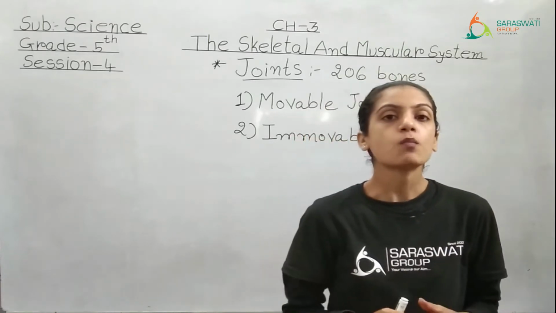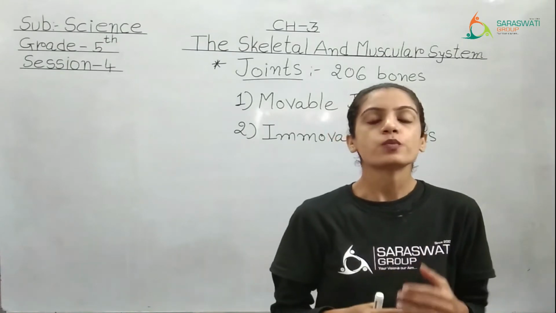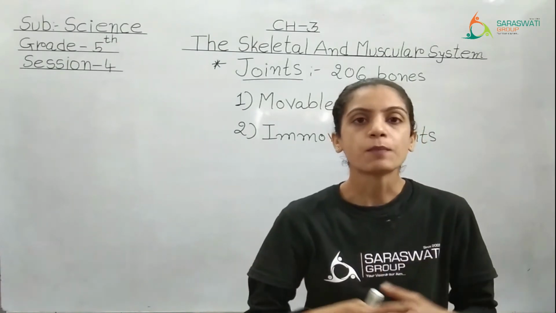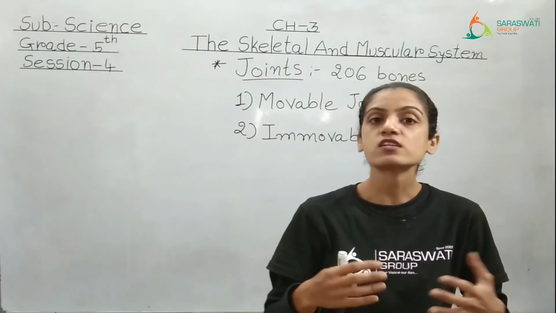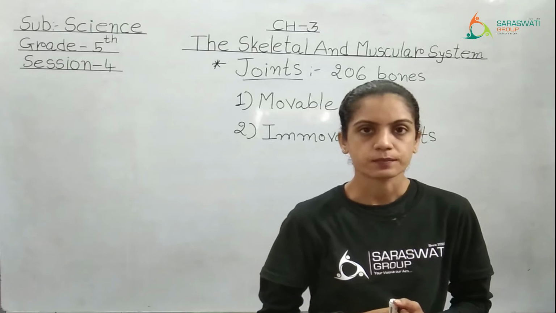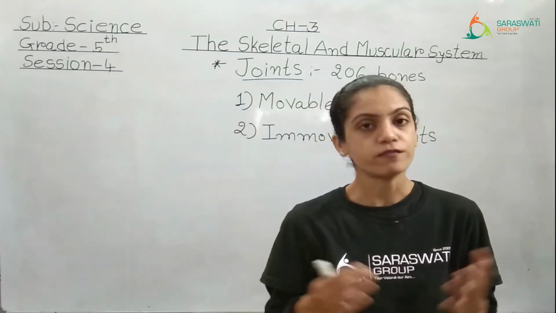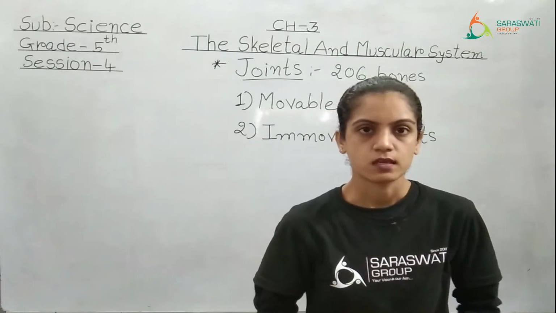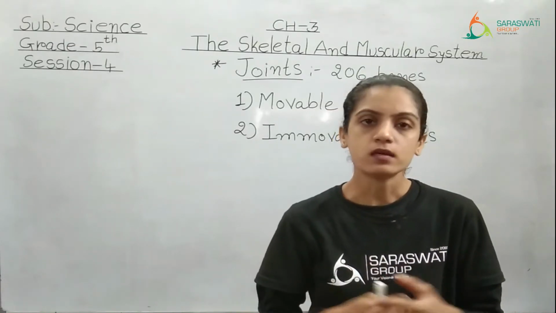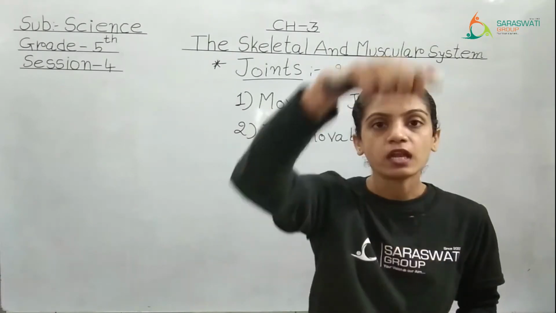Right? Our body has a flexibility due to which we can move our body parts, especially external body parts. That is due to the joints. Right? We are able to do this because of joints. Underline this. We are able to bend, we are able to twist, we are able to lift.